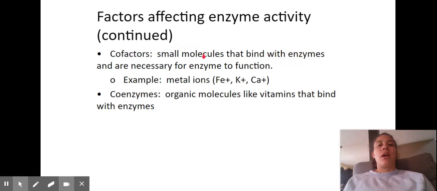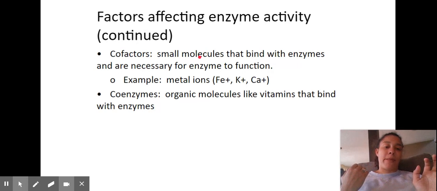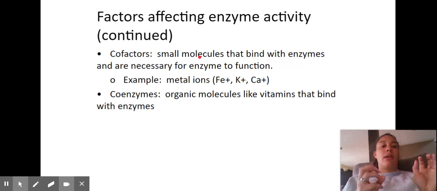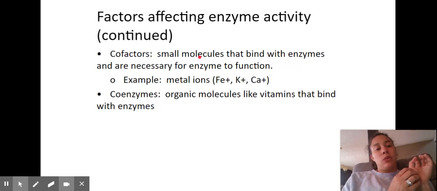So cofactors are going to be really small molecules that can go to the enzyme and bind to it. And they're going to be necessary for the enzyme to function. So iron, potassium, calcium, the enzyme isn't going to start working until those things are there. So sometimes if we're low in iron, we have to take some sort of supplement to boost it so that everything functions properly. Your enzyme might be waiting for iron to come and attach itself, and then its active site will take its proper shape, and then the substrate can come in and do its thing.